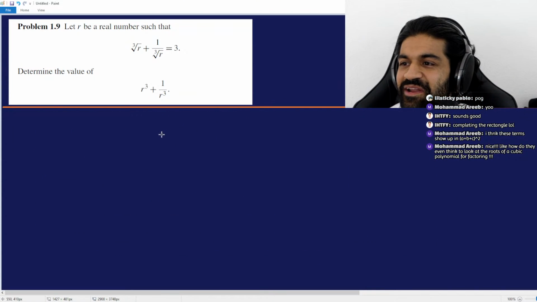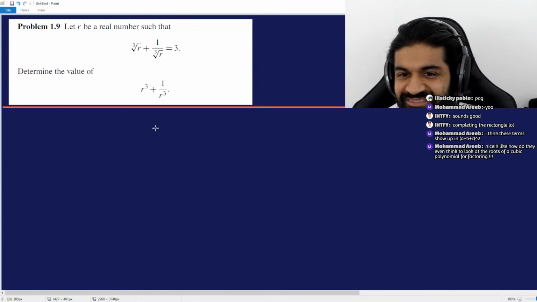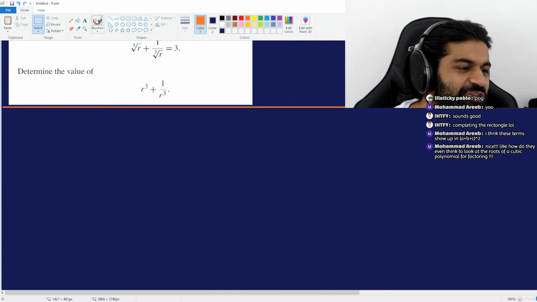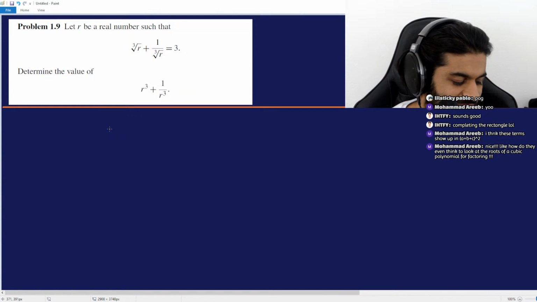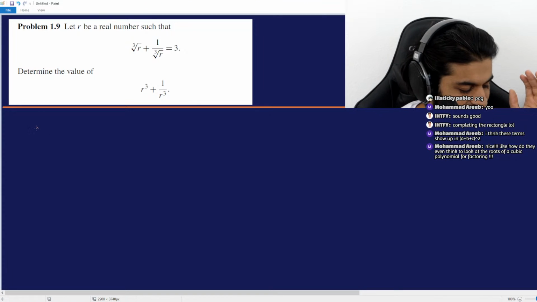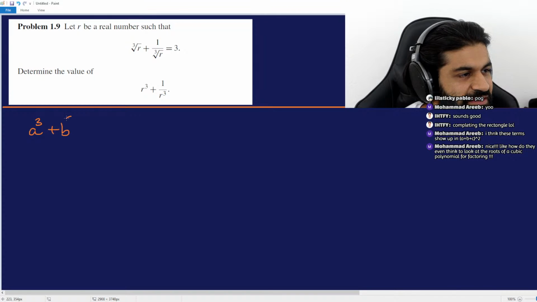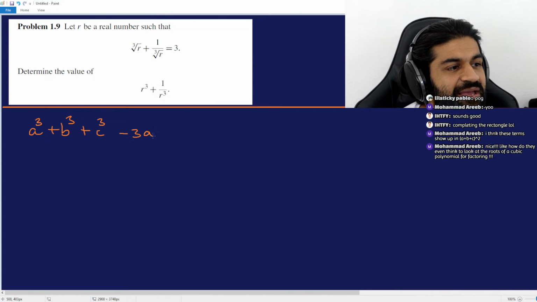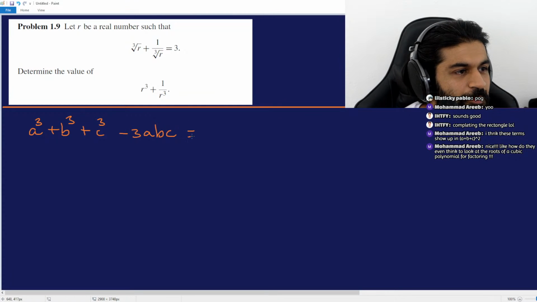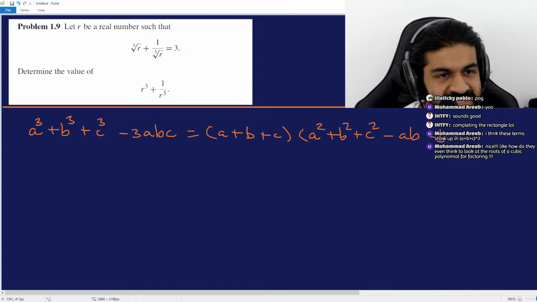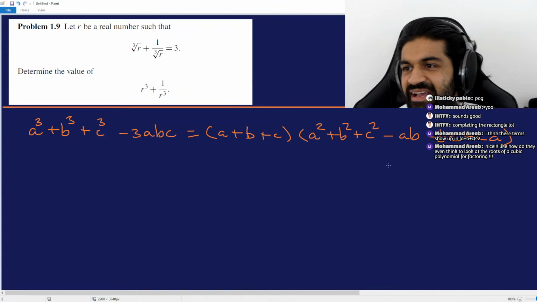Now, before I move on to another interesting set of shenanigans that you can engage in using this identity, let me show you another way to factor this, which is also, I think, extremely beautiful. So we've already discussed how to factor this quantity. It's a cubed plus b cubed plus c cubed minus 3abc, which is going to equal a plus b plus c times some stuff. So this is going to equal a squared plus b squared plus c squared minus ab minus bc minus ca.